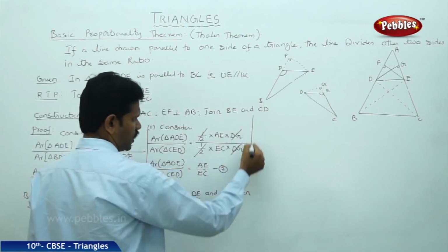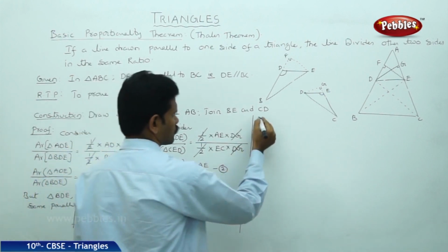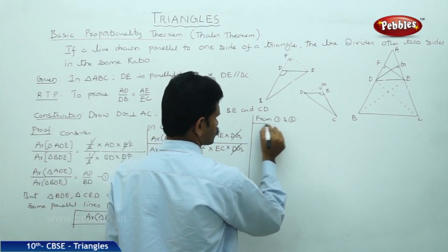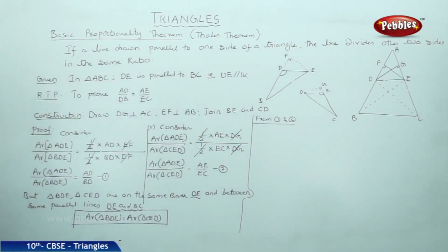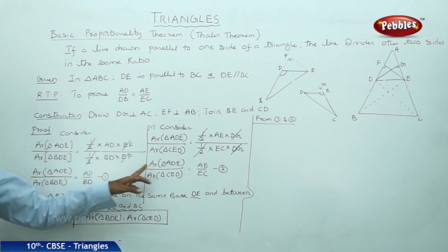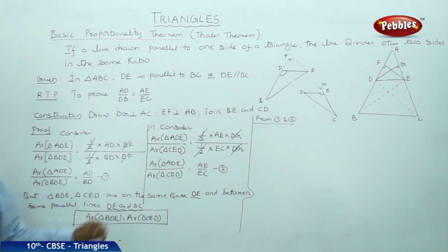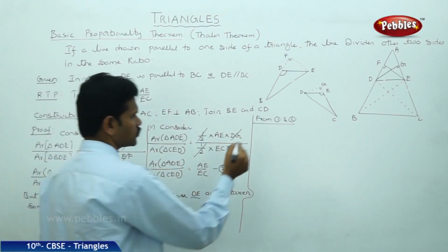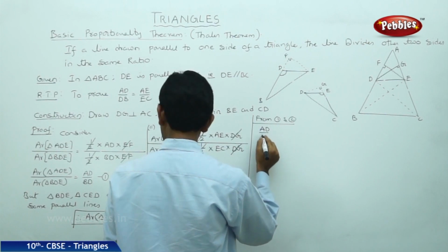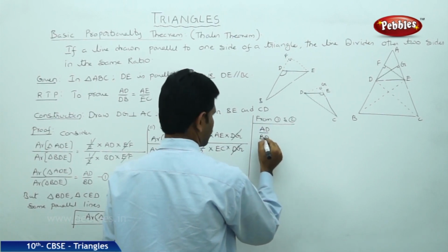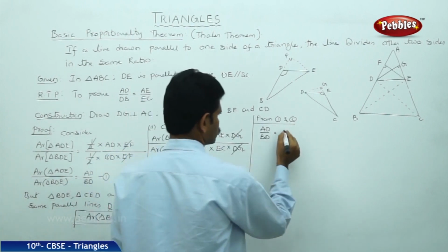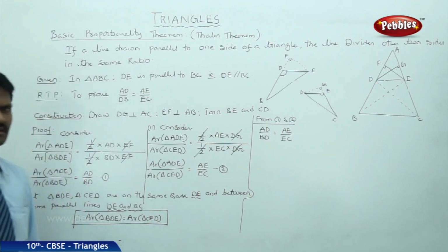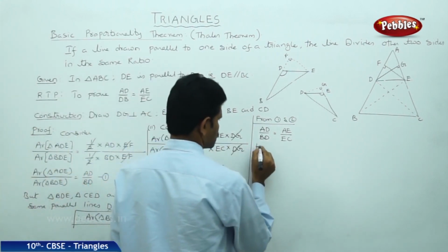Now, from 1 and 2, the numerators are the same, and just now we came to know that the denominators are also the same. Therefore, we conclude that AD by BD is equal to AE by EC. Hence the theorem.